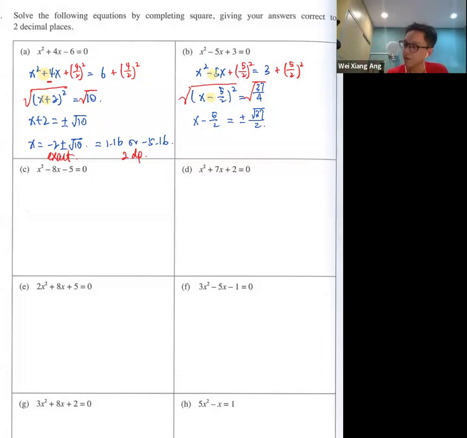Okay, then I just move my 5 over 2 to the other side, and I can combine it into a single fraction. Again, so this is my exact form. To get the evaluated answer, I just key my calculator. So it's 1.30 or negative 0.70. They're both positive.